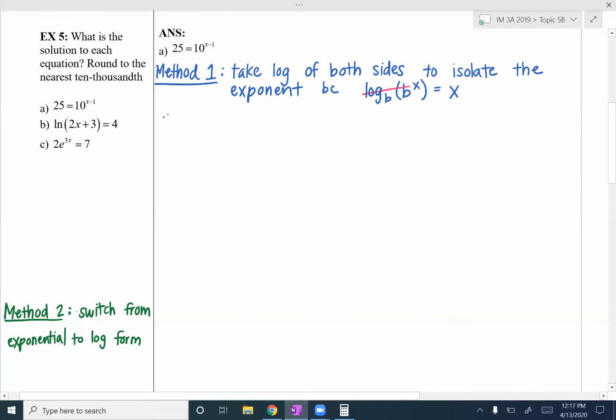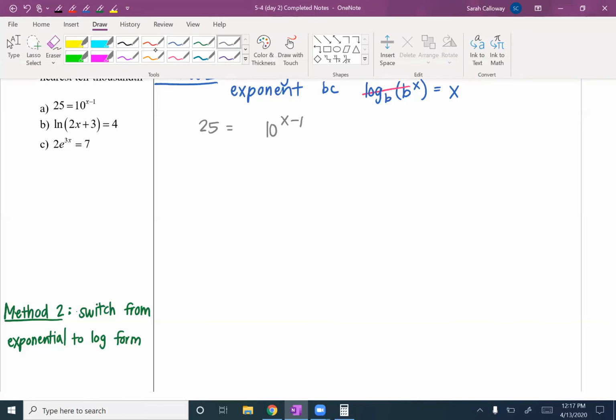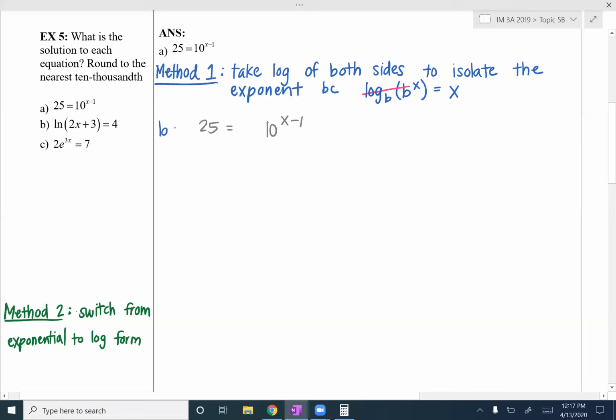So I have 25 equals 10 to the x minus 1 power, and I'm going to leave myself some space to take the log of both sides. I'm going to do log base 10 because that's the base that I have here. Again, I'm doing that because this 10 and this 10 with the log cancel, so I'm left with just x minus 1 over here. And then on the left side, remember that this is the common log, so I can just write that as log of 25.